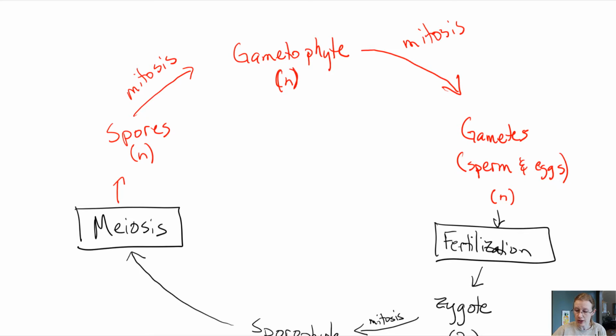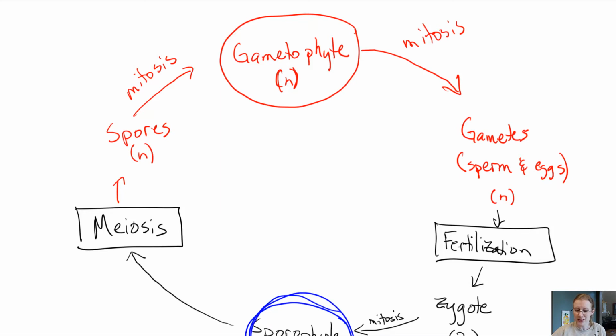It's alternating between the sporophyte form down here, I'm going to circle this in blue, and the gametophyte form up here. I'm going to circle this in red. So as I go through these categories of plants, I'm going to be consistent with these colors. I'm going to use blue to represent sporophyte plants and red to represent gametophyte plants.